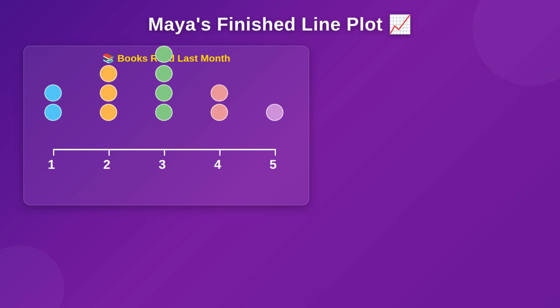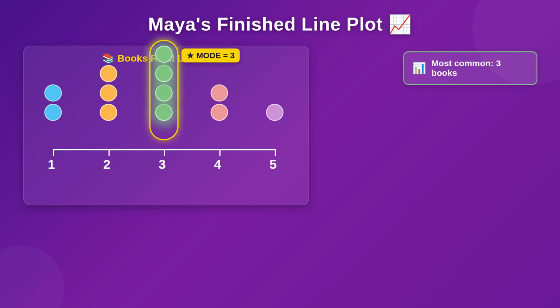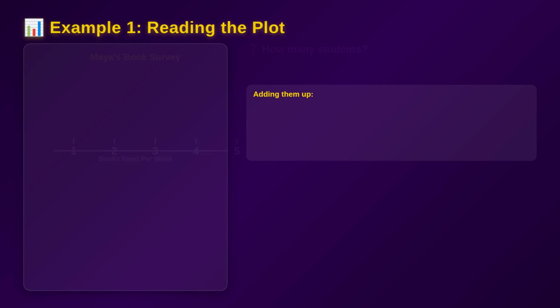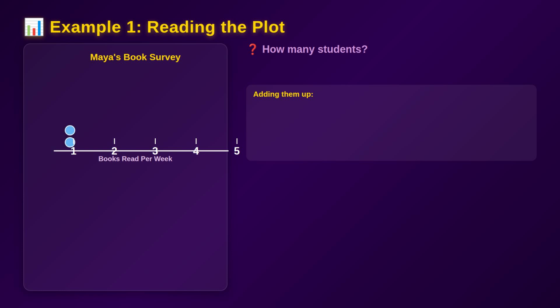Look how much easier this is to read than a messy list of numbers. You can immediately see that 3 books is the tallest stack, which means it's the most common answer. That's called the mode. You can see the data ranges from 1 to 5. You can even spot that nobody said 0 books. Maya went from confused to confident just by drawing this one simple graph. Now let's practice reading one.